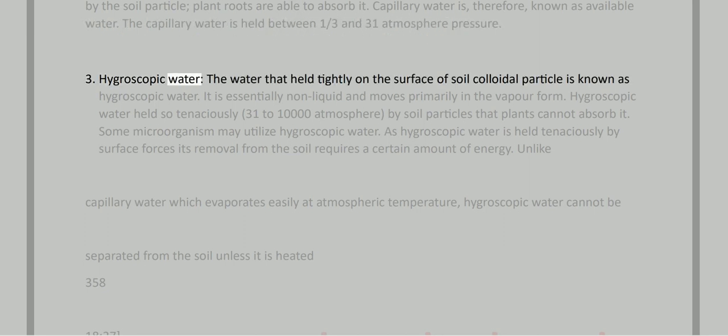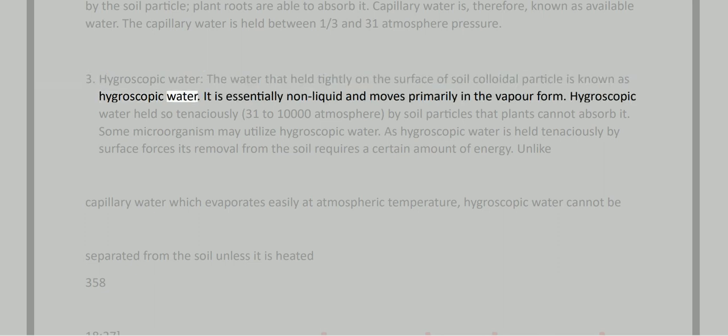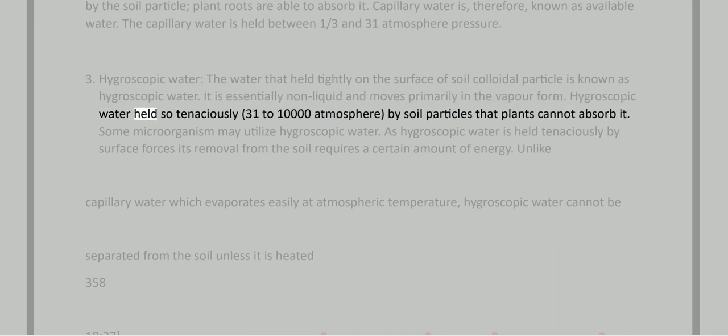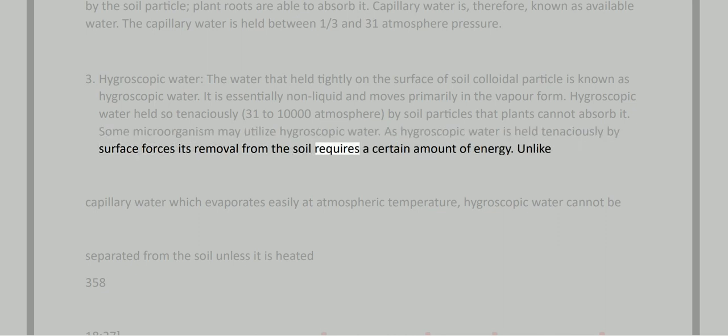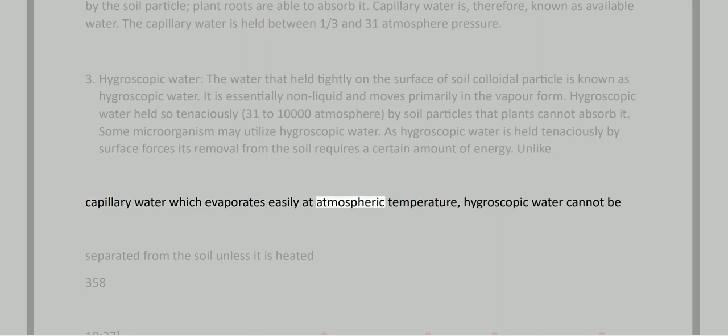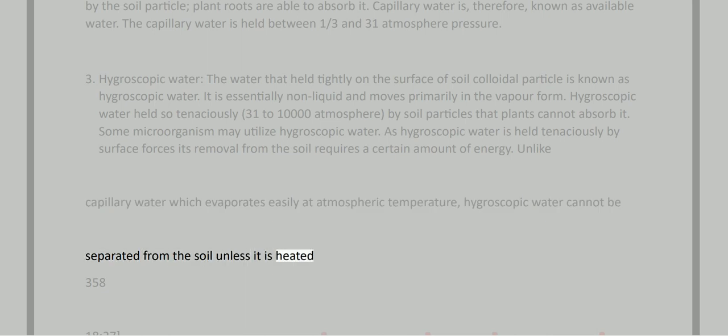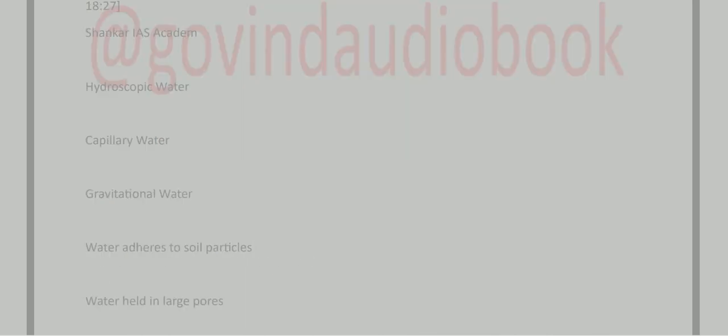3. Hygroscopic water. The water that is held tightly on the surface of soil colloidal particles is known as hygroscopic water. It is essentially non-liquid and moves primarily in the vapor form. Hygroscopic water is held so tenaciously, 31 to 10,000 atmosphere, by soil particles that plants cannot absorb it. Some microorganisms may utilize hygroscopic water. As hygroscopic water is held tenaciously by surface forces, its removal from the soil requires a certain amount of energy. Unlike capillary water, which evaporates easily at atmospheric temperature, hygroscopic water cannot be separated from the soil unless it is heated.